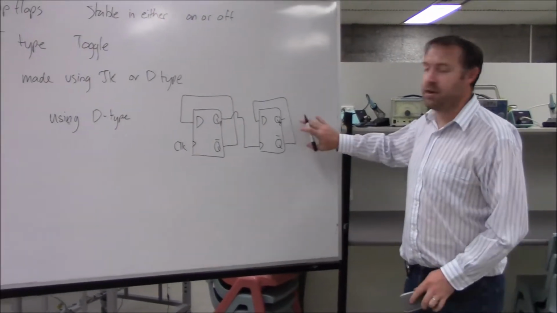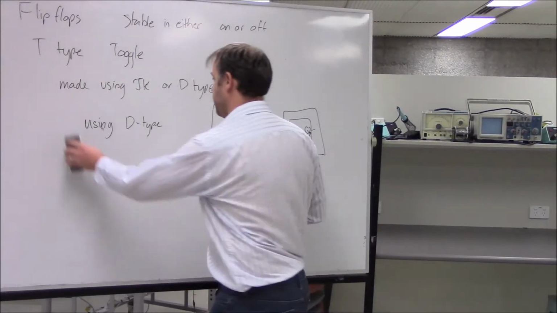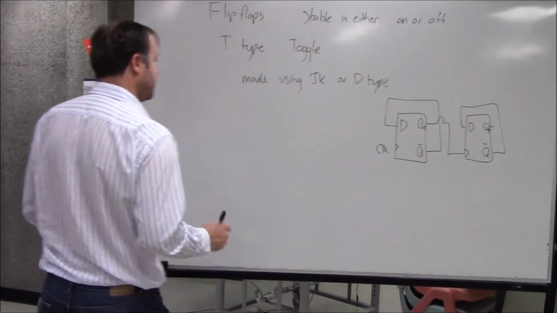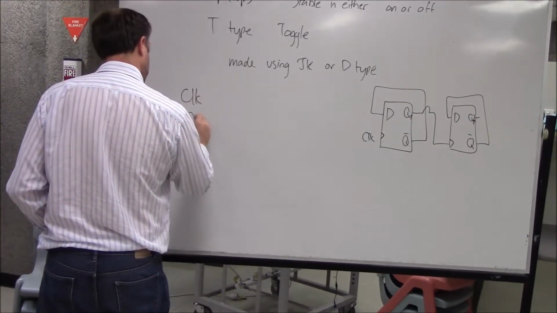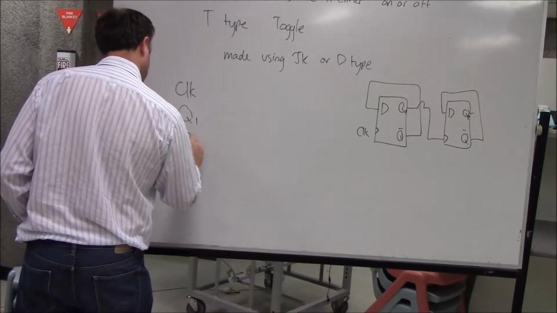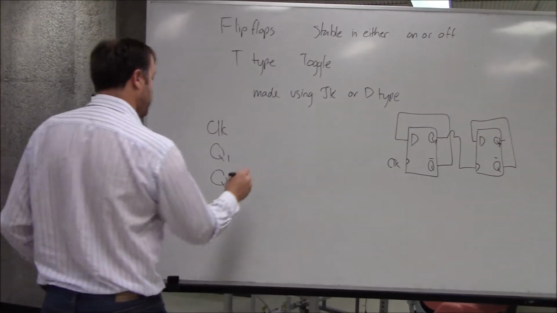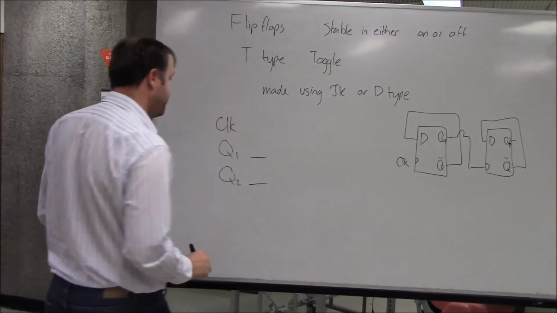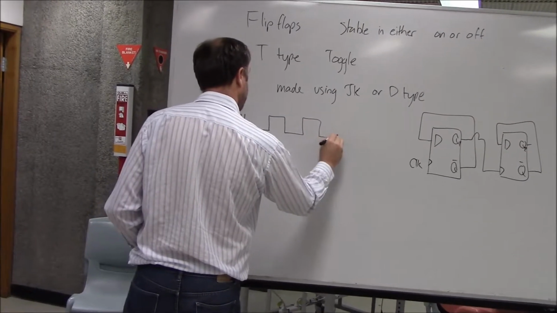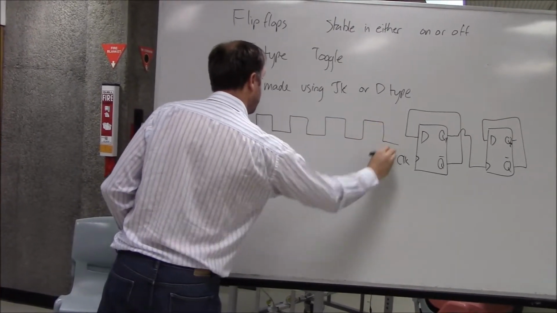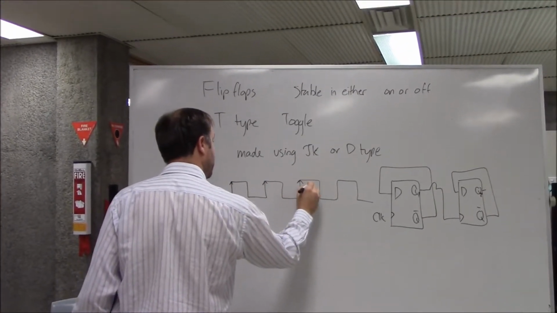Okay, so to show the operation of a counter, it's best to use the timing diagram. So let's do it over this side. I've got my clock, I've got Q1, Q2, and let's say that Q1 and Q2 are both low. And just highlighting my rising edges there.